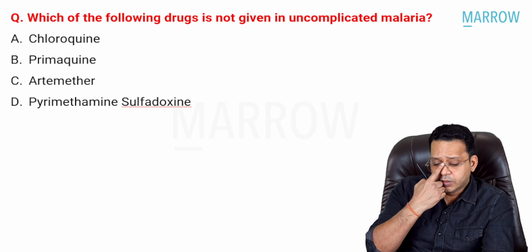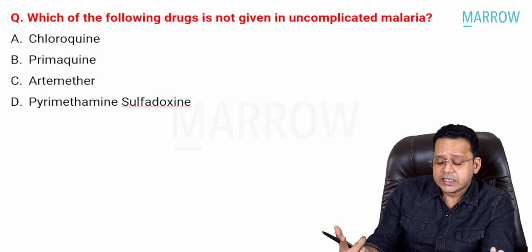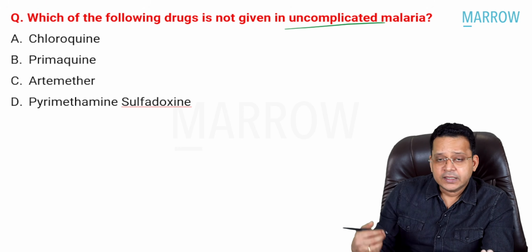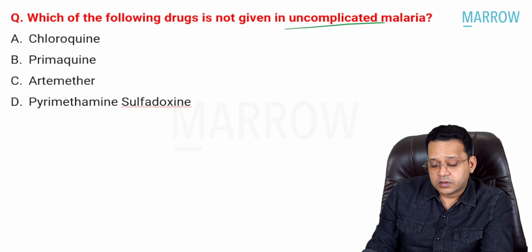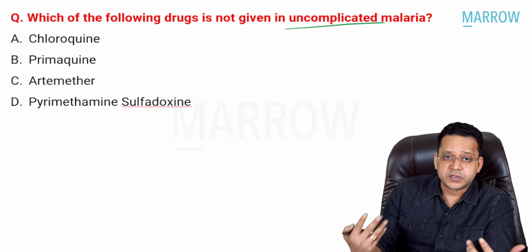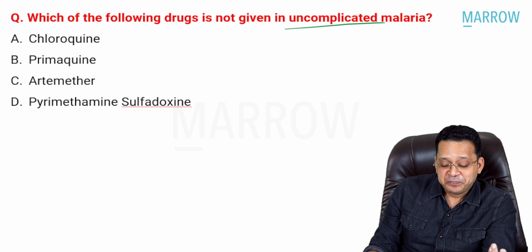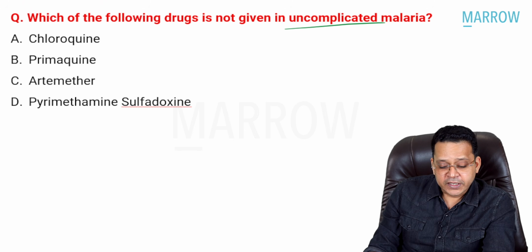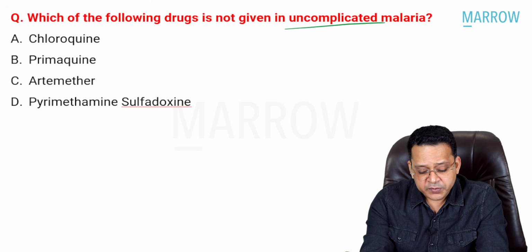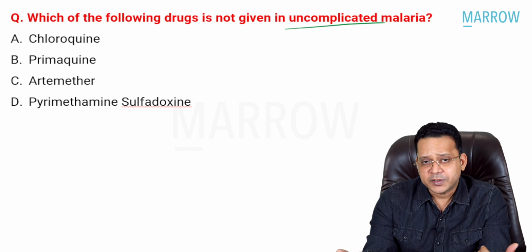Now moving on, which of the following drugs is not given in uncomplicated malaria, right? So I don't know if this was the MCQ or was it multiple options correct? I don't know. But look at the options and you'll understand what I'm trying to say. Option A, chloroquine, B, primaquine, C, artemether, D, sulfadoxine, pyrimethamine.